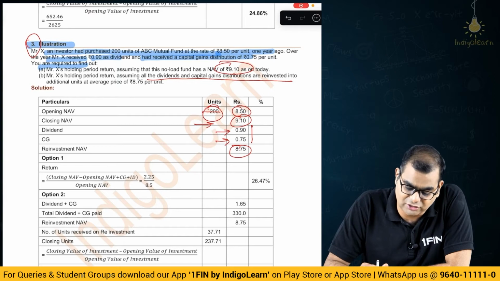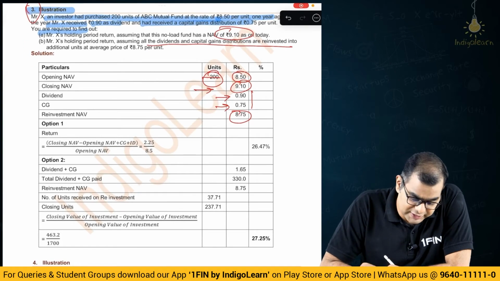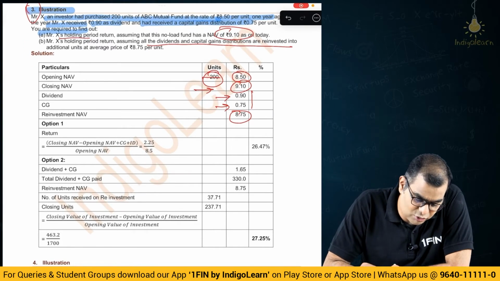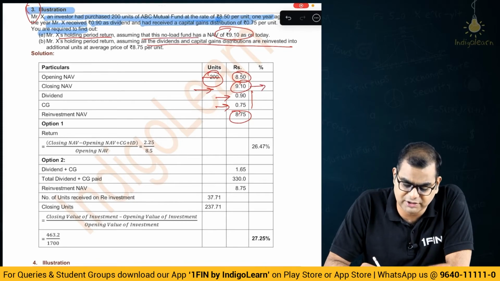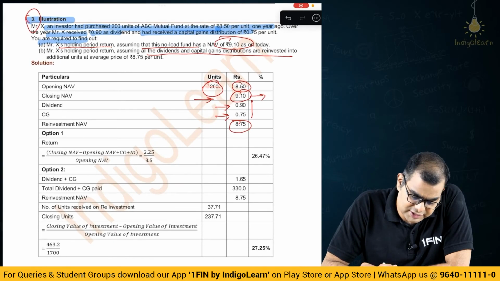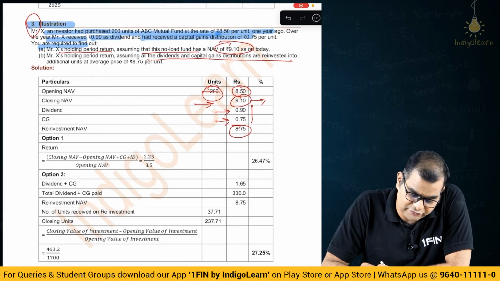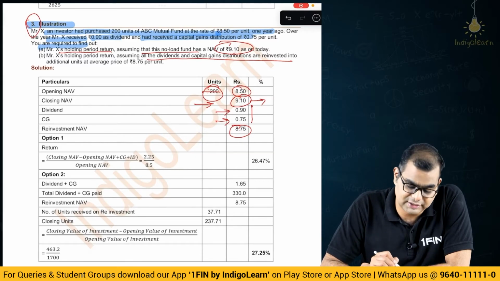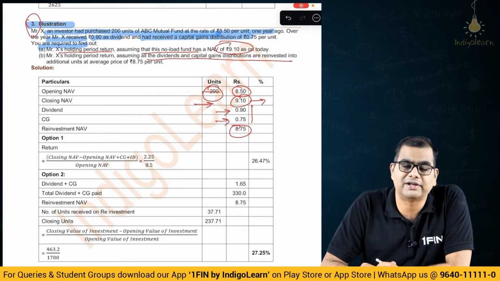So you have first listed out all the per unit items. Then, first, what have they asked? Mr. X's holding period return, assuming the no load fund has an NAV of 9.1. 9.1 is the closing NAV. And they said it is for 1 year, and they have also said that it is a no load fund, and NAV as on today.